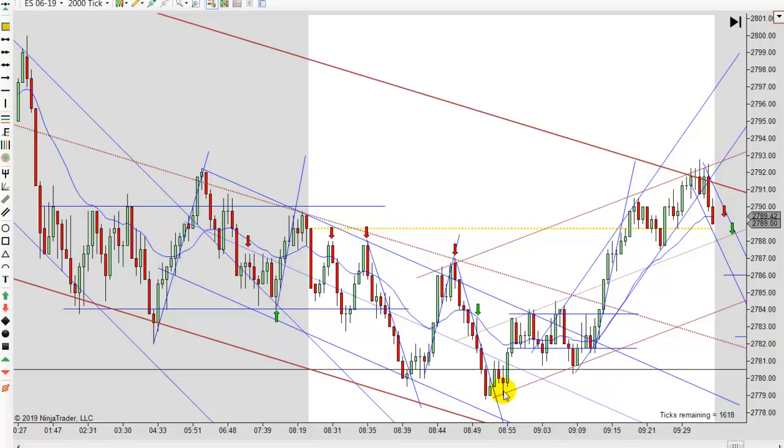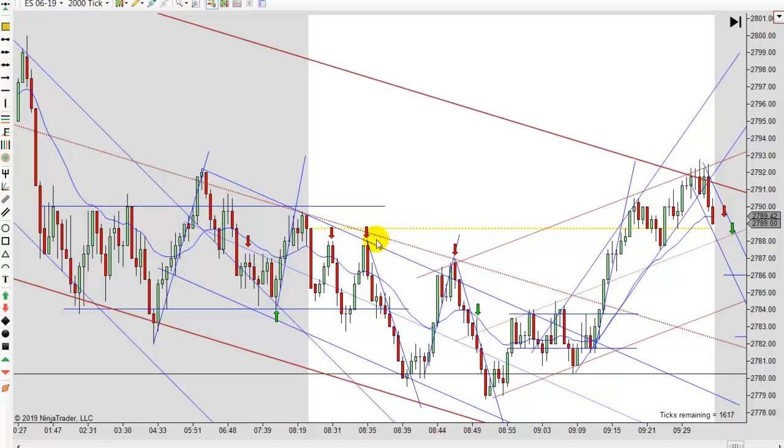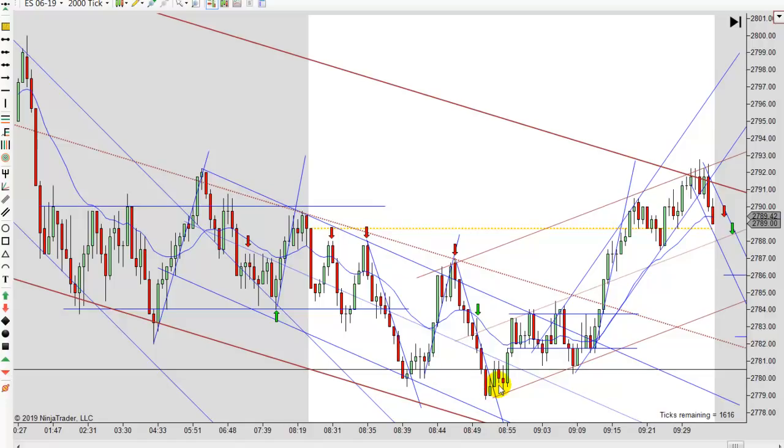And then, of course, you get a bounce. And this is your two legs down, really. You get one leg here and then second one. And this is really like it's almost a perfect repeat pattern of this right here.